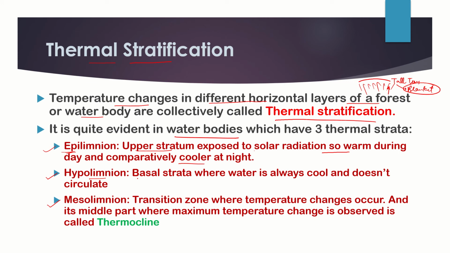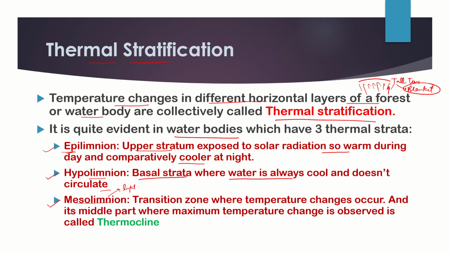This is the one which is actually towards the bottom of the ocean, towards the bottom of the water body. So this is a basal strata, and here the solar radiation doesn't reach. So the water will remain cool always, and since water temperature is not changing, there is no circulation of water. In between these two, we have mesolimnion. Meso means middle. Limnion word is for light. Okay, so here light is reaching, but that is not of very high intensity as it was the case for epilimnion. So temperature changes occur. Because light is reaching there, the water is getting heated up.